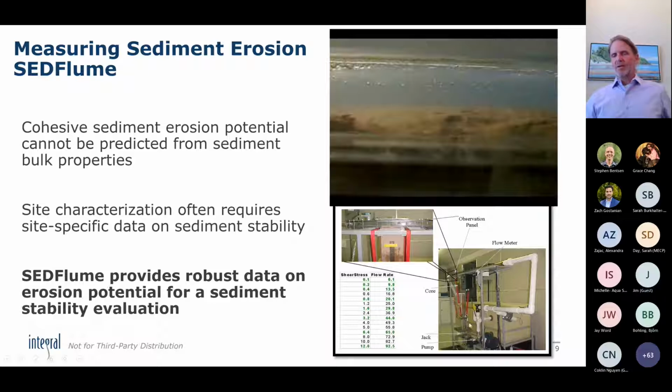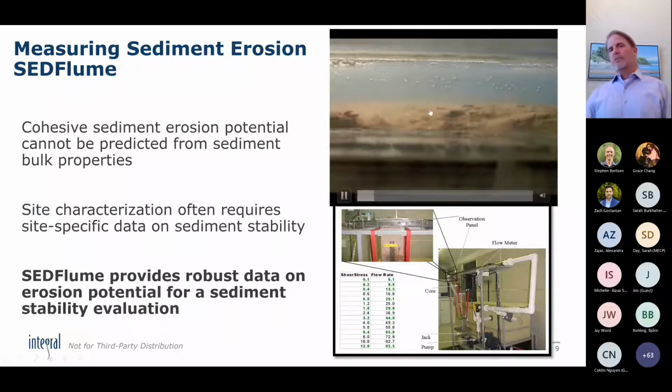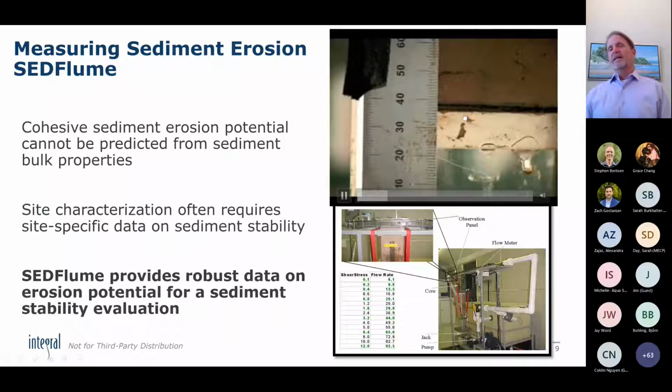Here's a further afield picture of it where that core is inserted into a flow channel so that a known shear stress can be applied. So that known current that we were looking at, that force on the sediment bed that causes erosion. And here you can see through a viewport, this is a sediment eroding.